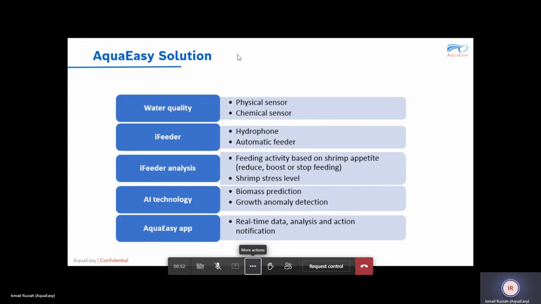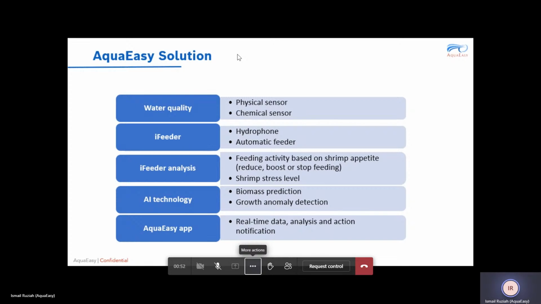This is the same with the AT500. If the iFeeder is deployed with the AT500, same thing. We will be able to automate the feeding, and we'll be able to stop if there's a DO threshold set for the pond. All the analysis will be done via StreamTalk.